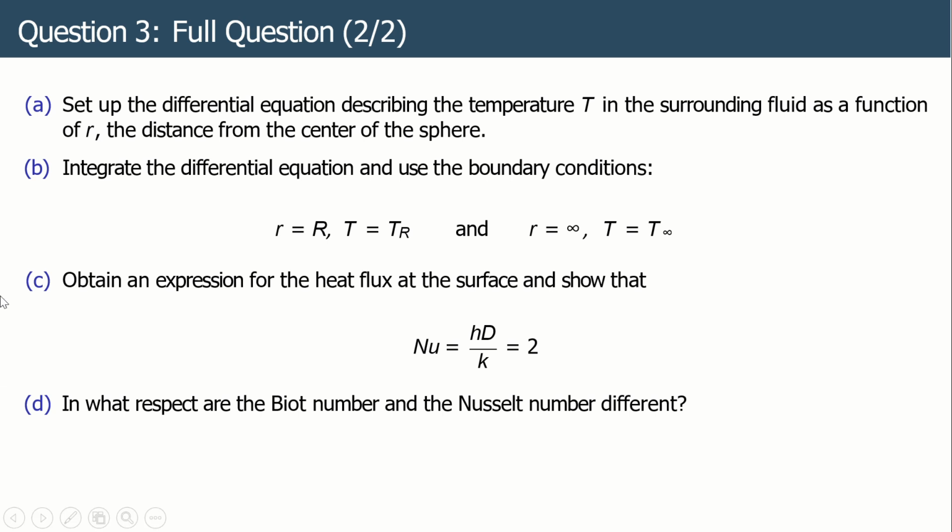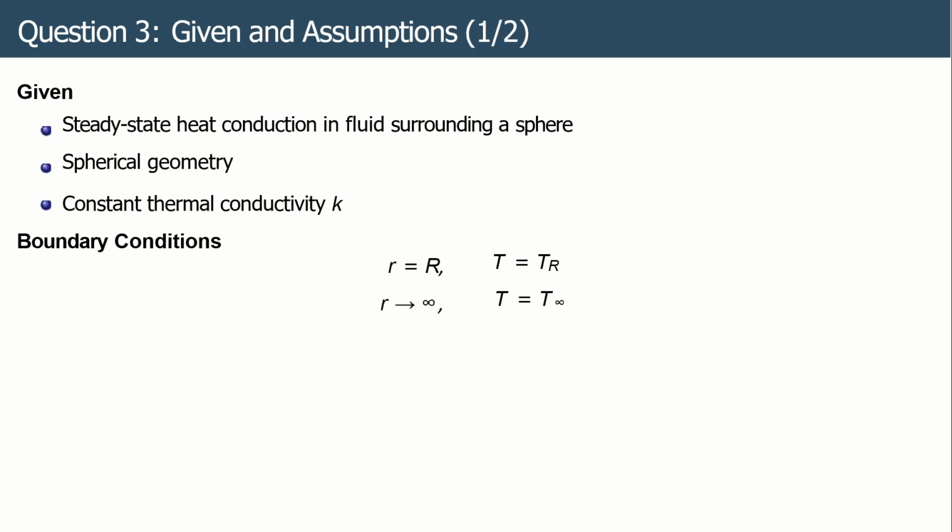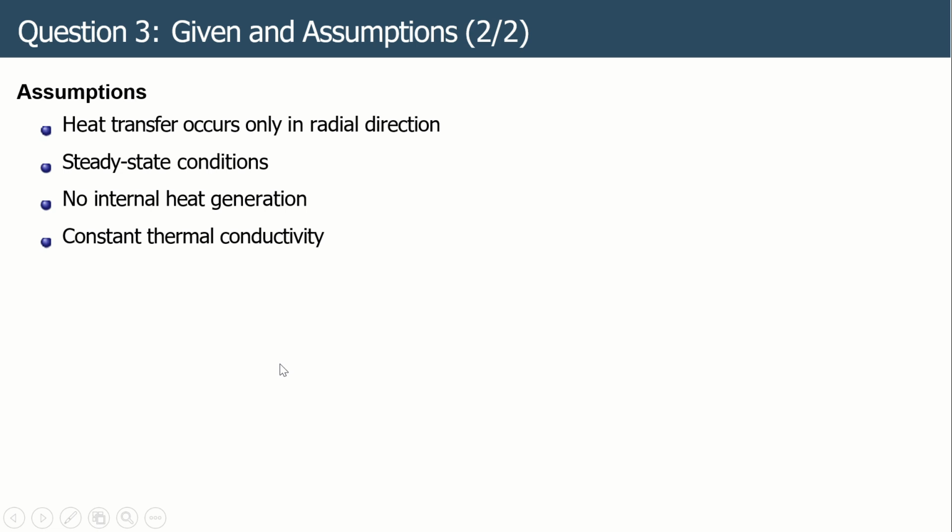In the first part, we want to find the differential equation. Then we need to integrate that equation. Then we have to prove the Nusselt number is equal to 2, and then we have to find the difference between the Biot and Nusselt number. So the given things are steady state heat conduction in the fluid surrounding a sphere, spherical geometry, and constant thermal conductivity. The boundary conditions are given as this.